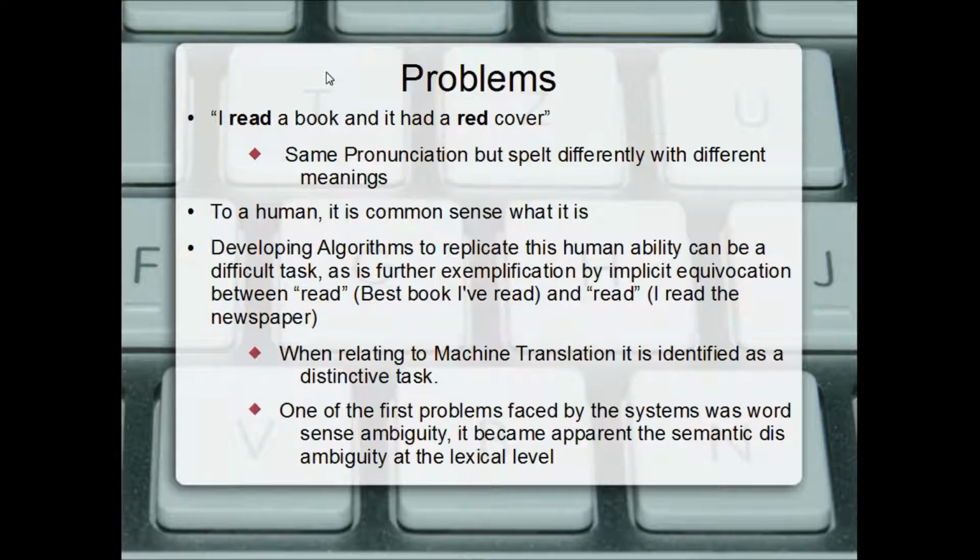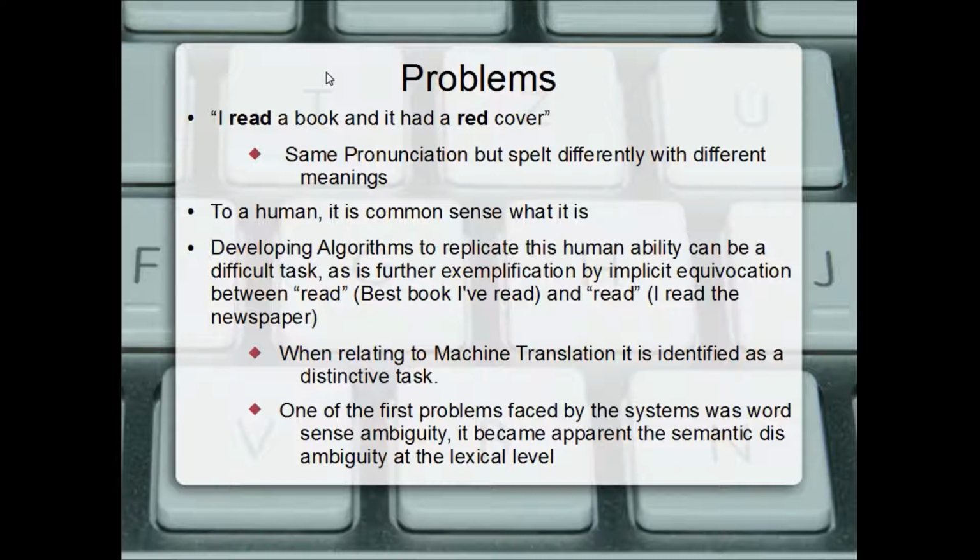Also, I read a book and the cover is red. This sentence has the same pronunciation but is spelled differently, having two totally different meanings. To a human it is obvious the first word used is the former sense and the second, red, is being used as the latter sense. However, developing an algorithm to replicate this human ability can be a difficult task, as is further exemplified by implicit equivocation between read, best book I've read, and read, I read the newspaper.